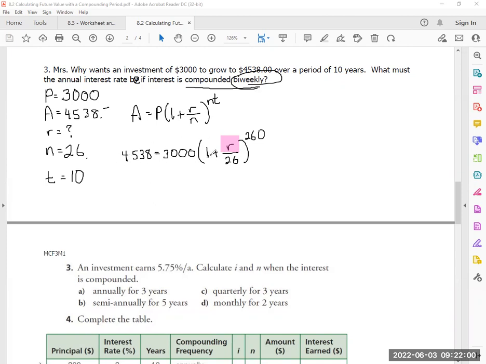4538 has to be divided by 3,000 so that I can get the exponent, the power portion, all alone. So 4538 divided by 3000 is 1.5126666, repeating, equals (1 plus r over 26) to the power of 260.